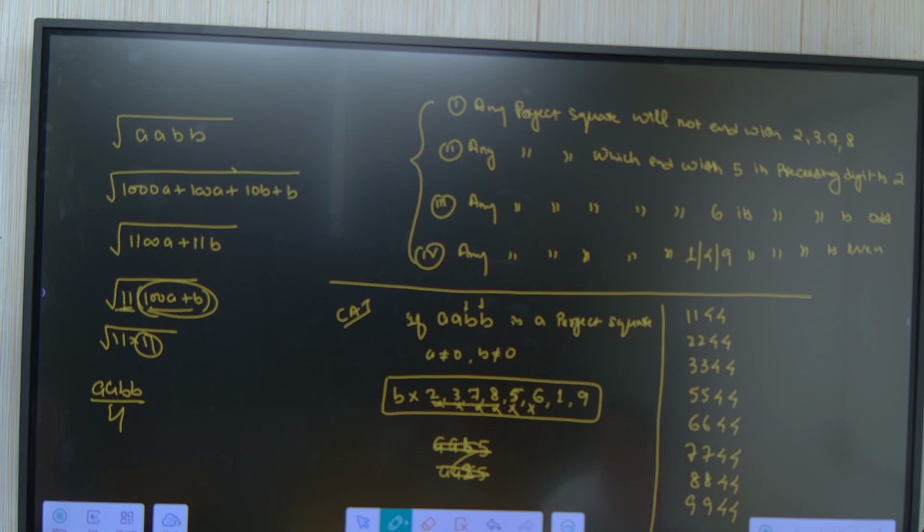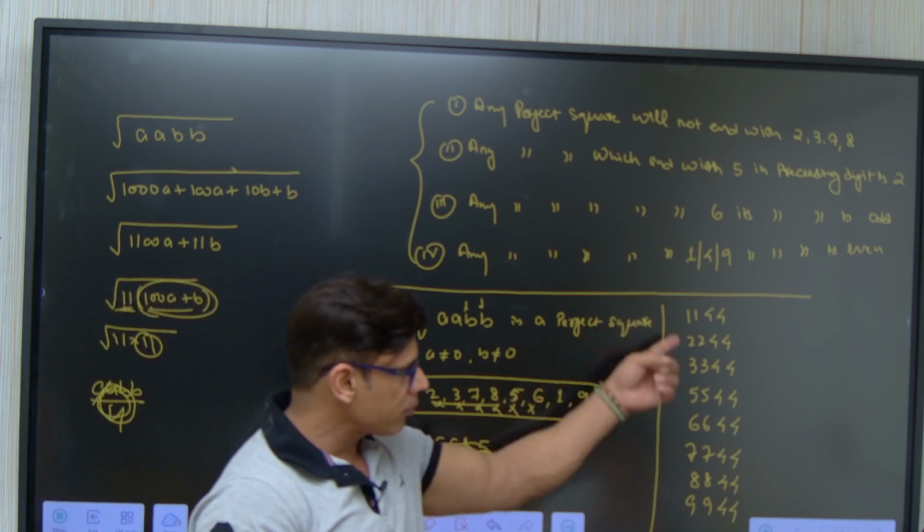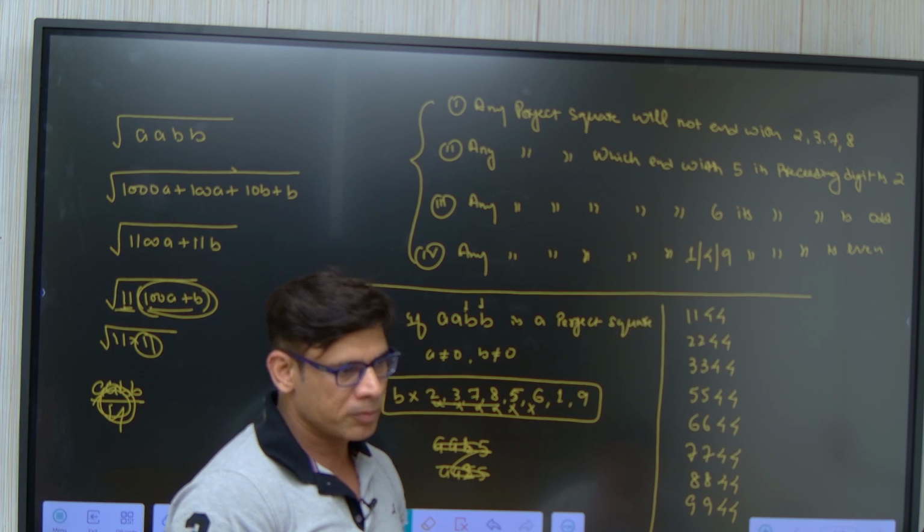Yes, should be divisible by 11 or not? क्योंकि 11 है उसके अंदर, right? So I have to find out which of the numbers out of these are divisible by 11.